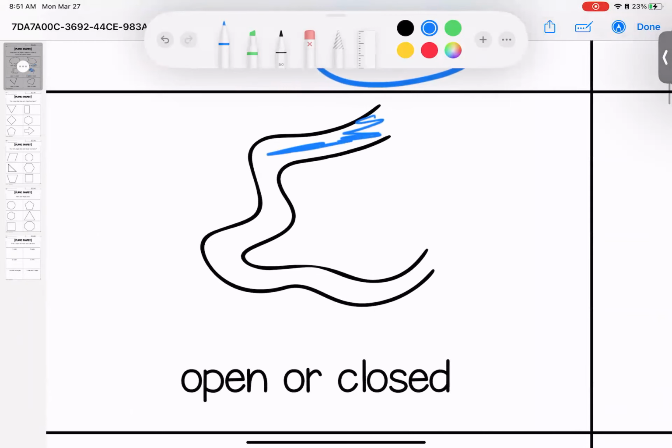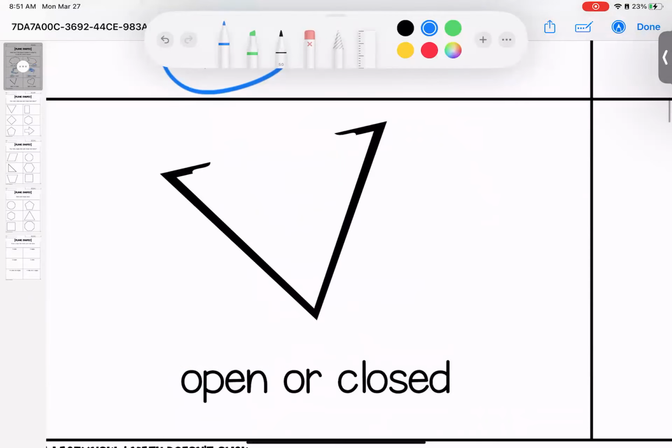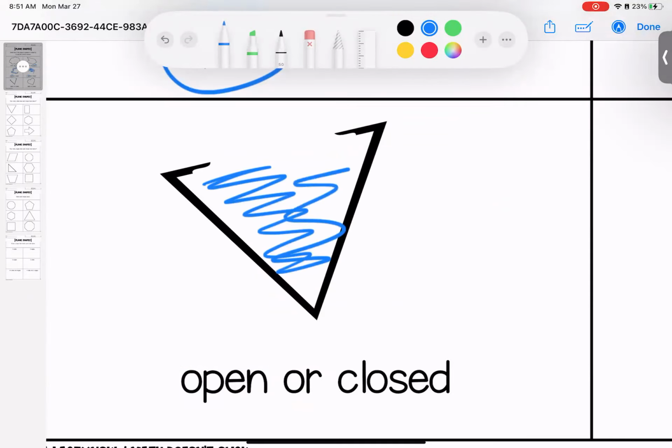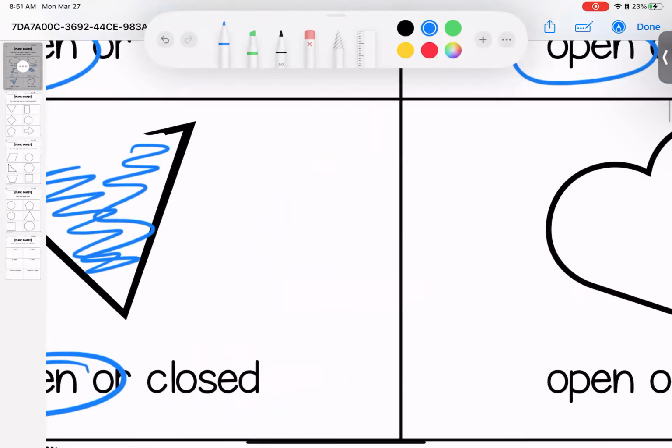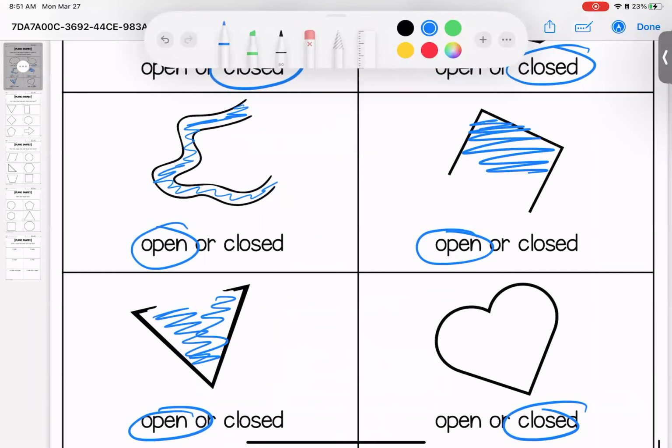Same thing with this. It does have an open end on both sides. So this would be considered an open shape. Down here again, we have an open shape. And our final one is closed. Any questions on these? Please bring them with you to class.